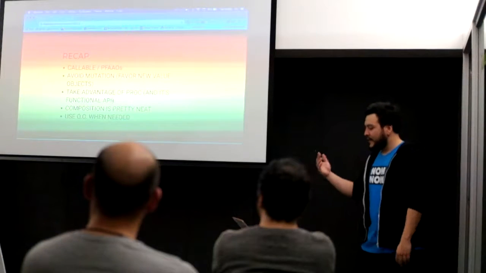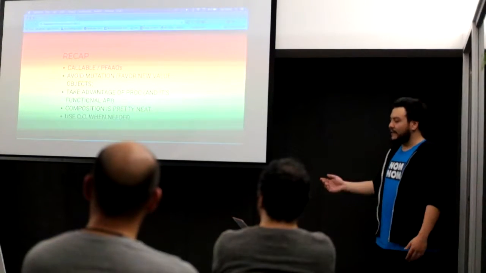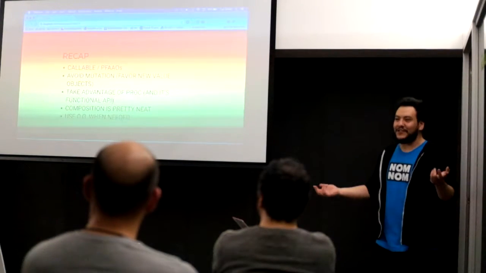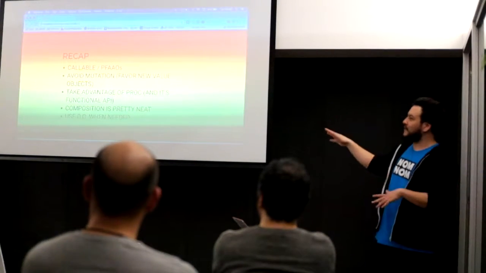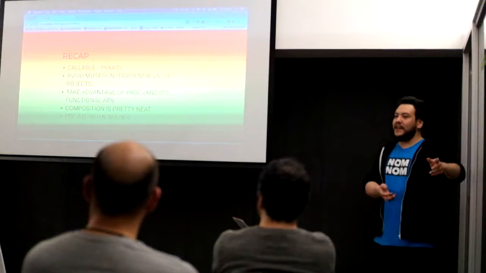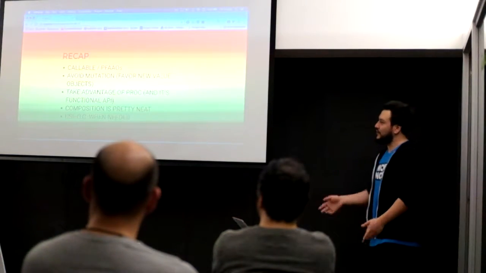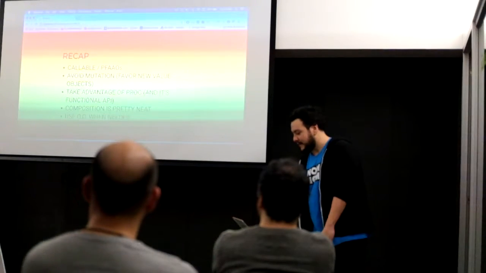So keep OO when needed, because OO is not bad. I'm not a fundamentalist of functional programming. I just think it's helpful sometimes. Keep your OO for everything else, because Ruby is mostly object oriented, and you should keep with that. And that's super fine. So thanks.